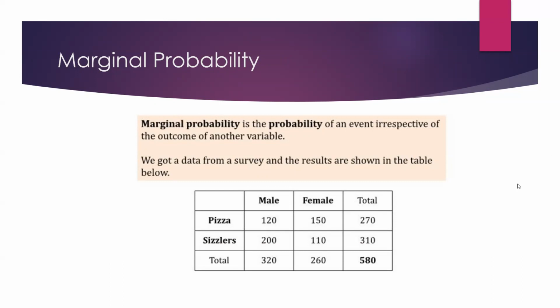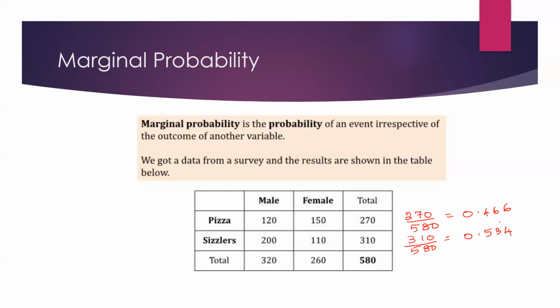Okay, so now let's see. Let's first do it for this row. So what is the total? 270 divided by 580, which is the total, right? If you find that out, what is the answer you're getting? Exactly, 0.466. Likewise, find out for this one, 310 divided by 580. Calculate it. I'm waiting for your result. 0.534.